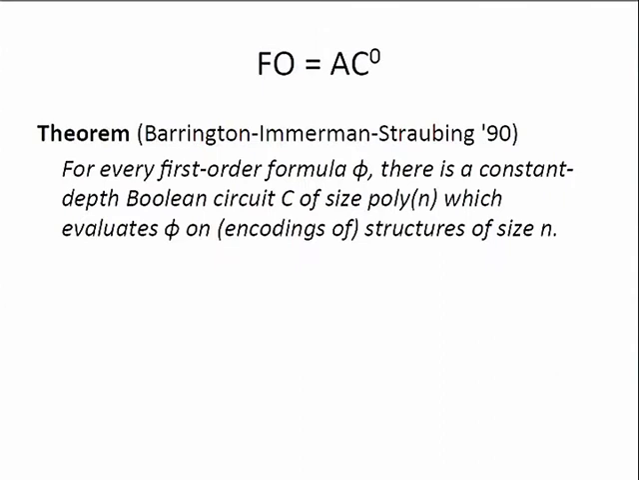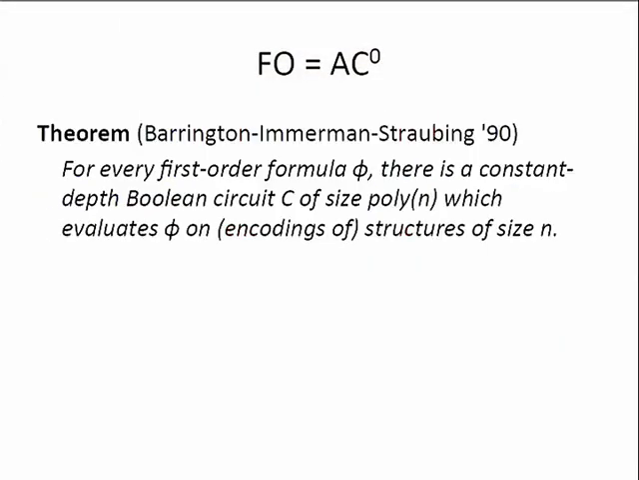The descriptive complexity result saying first order logic equals AC0 is the following. Maybe this was discovered independently by different people with slightly different formulations. The result is that for every first order formula phi, there's some constant depth Boolean circuit of polynomial size which computes whether phi is true or false, given some encoding of a structure of size n. I'm not going to go into it, this statement is a bit hand-wavy.